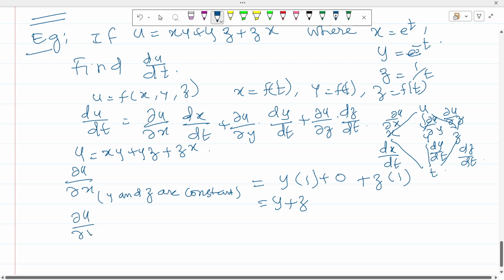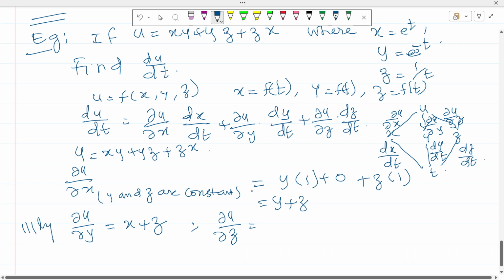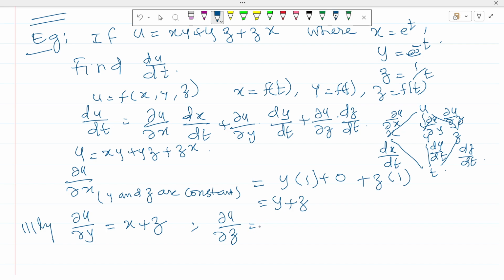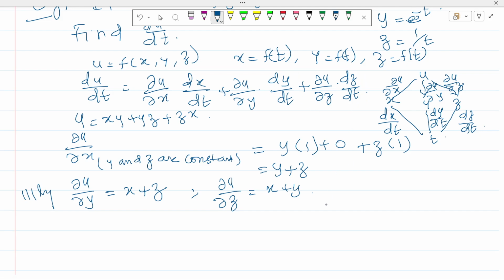Similarly ∂u/∂y. See, if you differentiate u with respect to x, without x you are getting y plus z. So ∂u/∂y means you will get x plus z. Similarly ∂u/∂z, you can do that step by step also, I am just doing that directly. But here ∂u/∂z means without z we can write x plus y. Now the remaining values dx/dt, dy/dt, dz/dt we need to find.